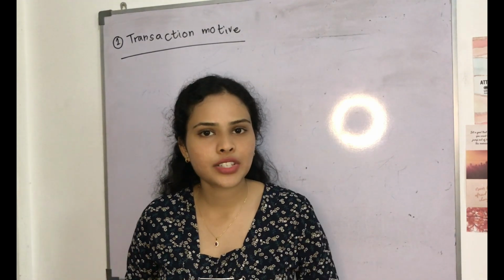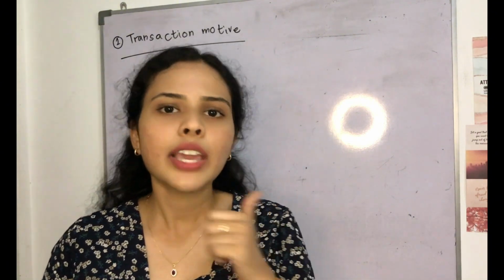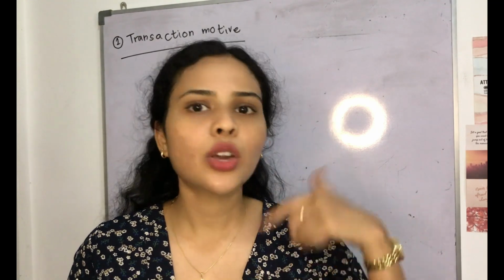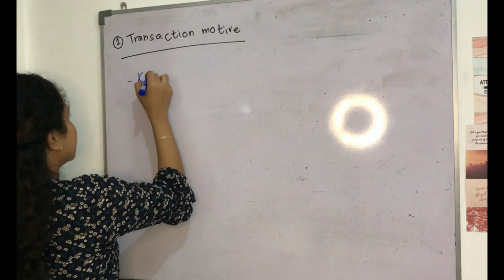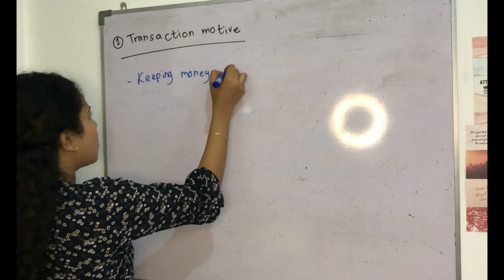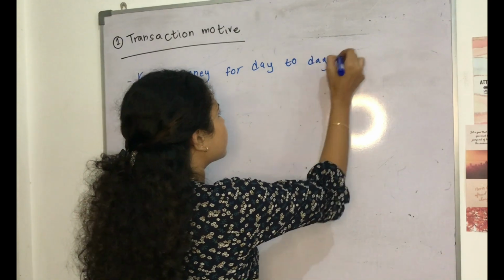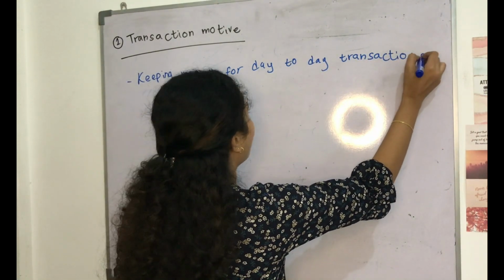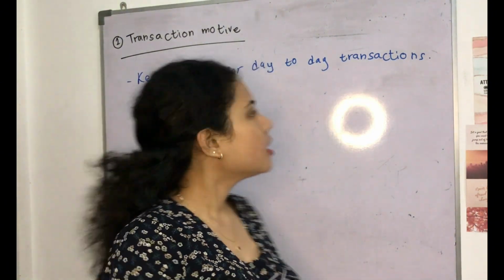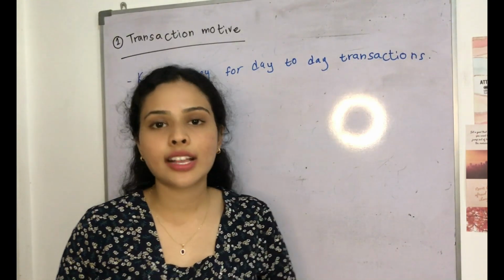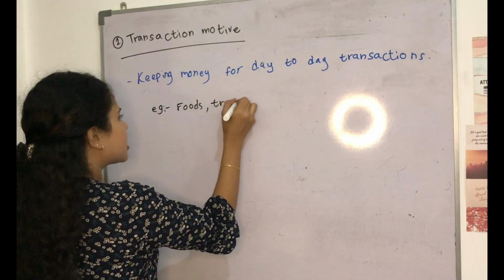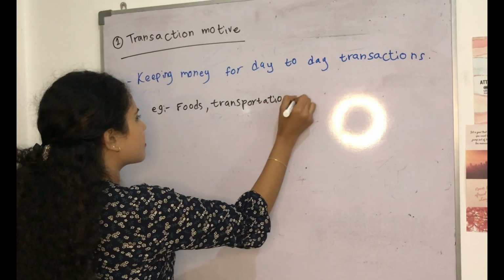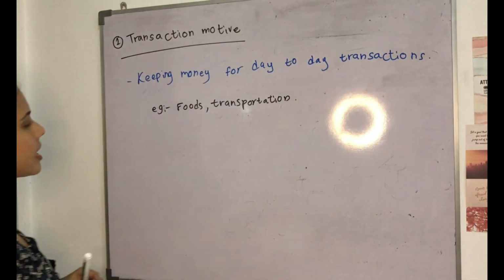So what are these day-to-day transactions? As an example, food requirement. We eat every day, right? For traveling, for transportation, we go for work, either by public transportation or private transportation. We need money to meet day-to-day expenses, to meet day-to-day transactions. That means keeping money for day-to-day transactions is what we call transaction motive. Money demand on transaction motive. Keeping money for day-to-day transactions. Right? So what are the examples? Food, transportation, fares. That is what we call money demand on transaction motive.